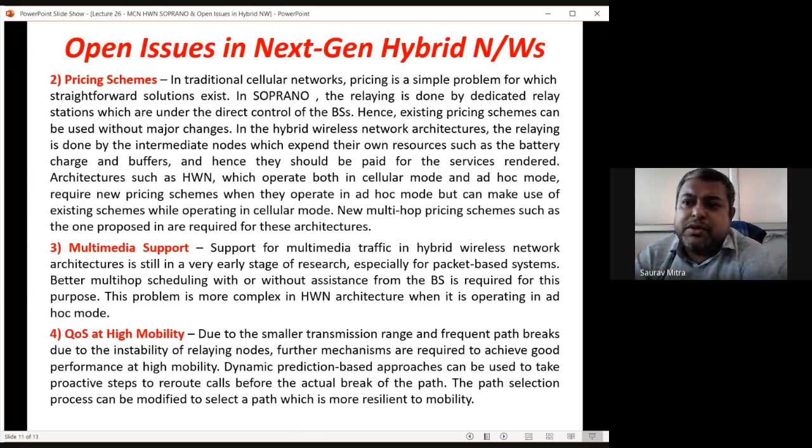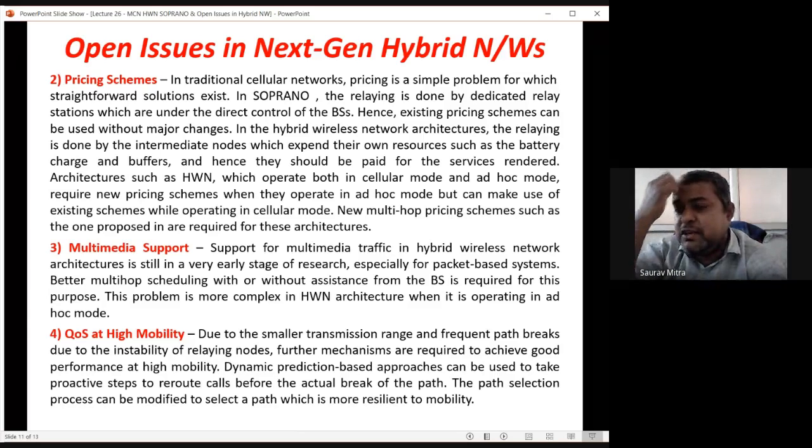At the time when the book was written it was early stage, but now it has advanced quite a lot, especially for packet-based systems. The research has advanced quite a lot. Better multi-hop scheduling, with or without assistance from the base station, is required for this purpose. Without the support of the base station means it's an ad hoc type of transmission. This problem is more complex in HWN architecture when it's operating in ad hoc mode.